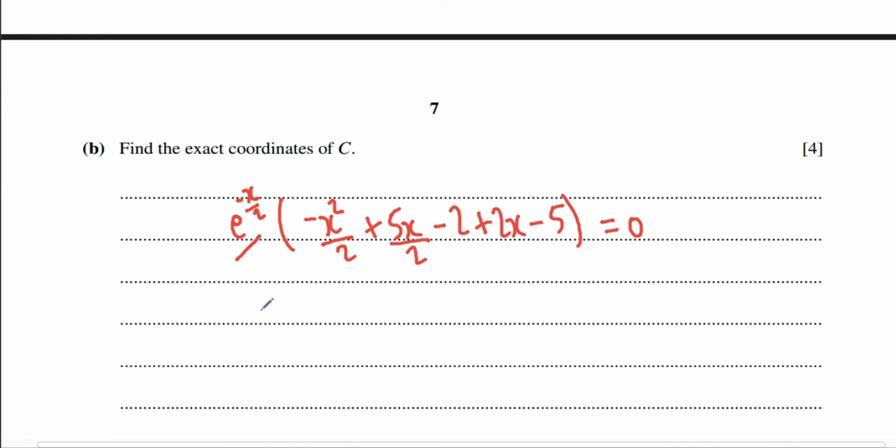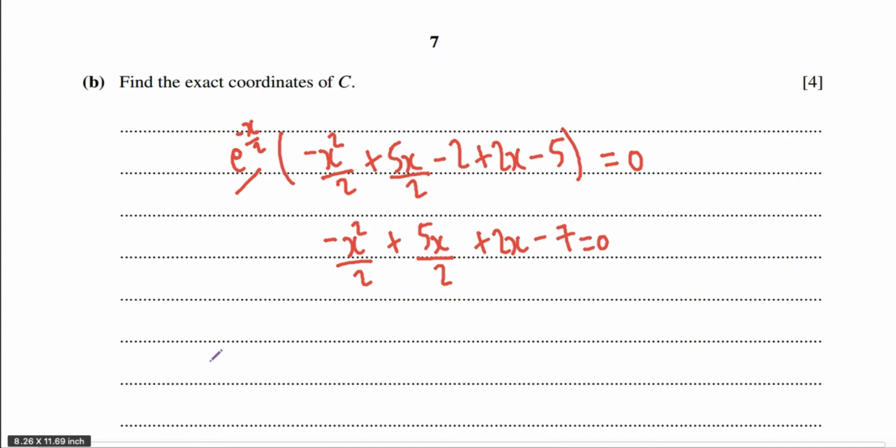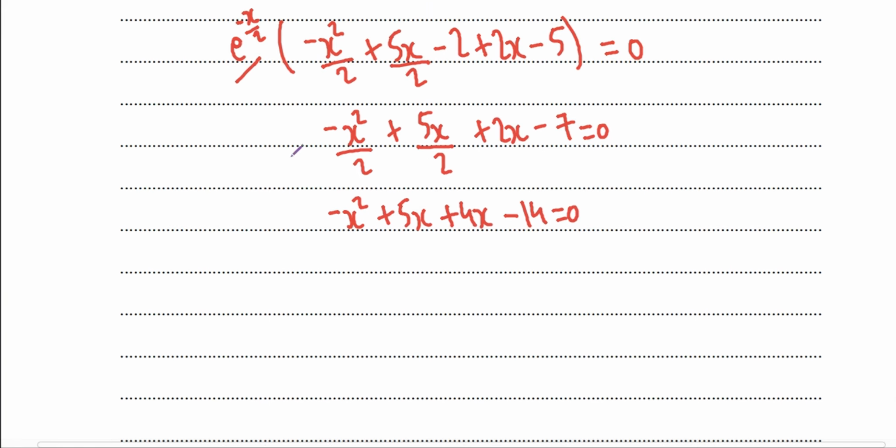This is never equal to 0. Again, in the logarithms video, you will see why. So you're left with negative x squared over 2 plus 5x over 2 plus 2x, and then minus 2 minus 5 is minus 7, equals 0. We can multiply both sides by 2, so you're left with negative x squared plus 5x plus 4x minus 14 is equal to 0. Then you can bring everything to the other side, so you're left with x squared minus 9x plus 14 is equal to 0.